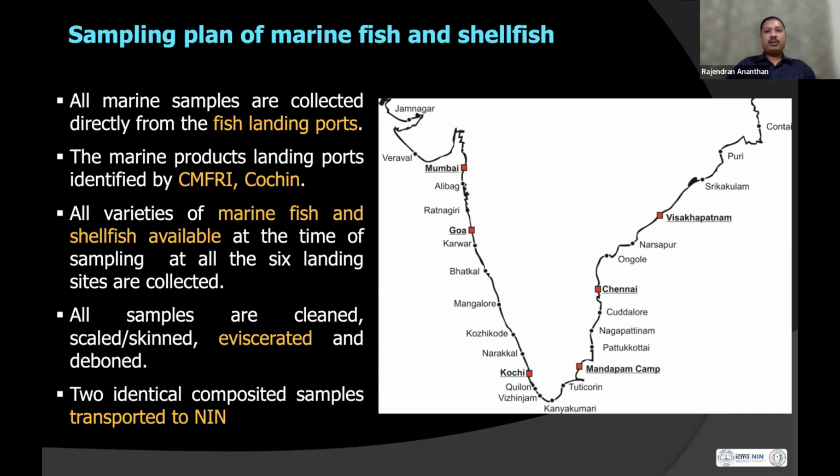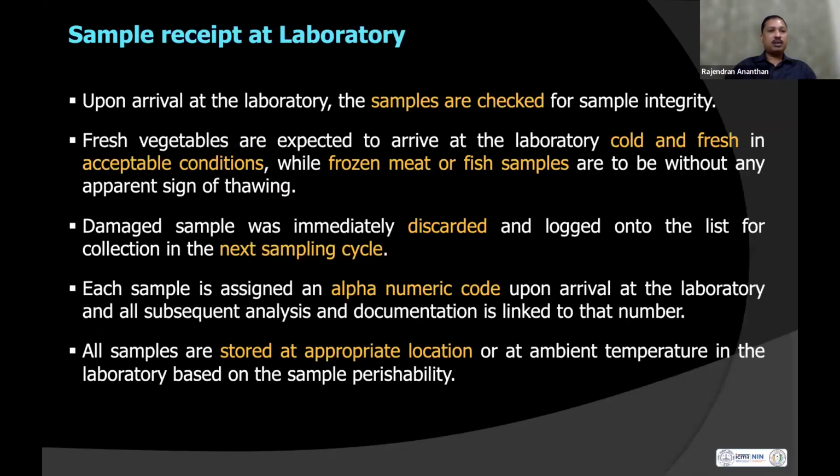There we collected these marine fish and shellfish, particularly the boned meat. We removed all the bones of the fish and animal foods, and only the meat part was properly frozen and shipped to Hyderabad for analysis. As soon as the sample reached Hyderabad, we checked the integrity of the sample.